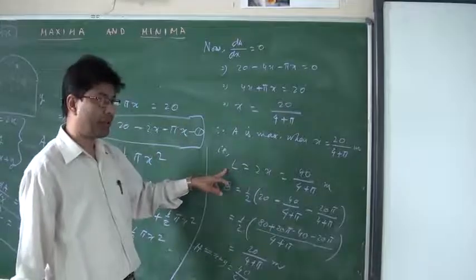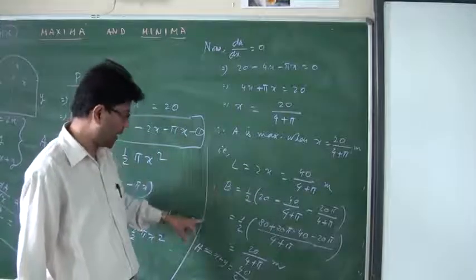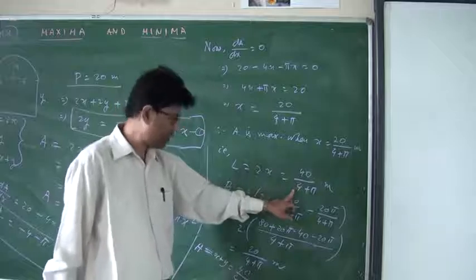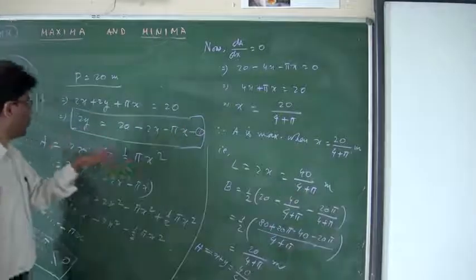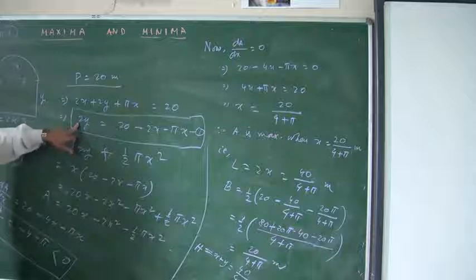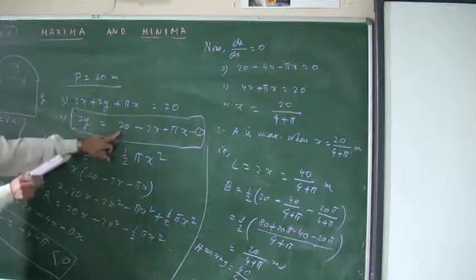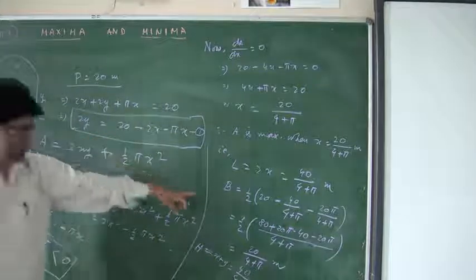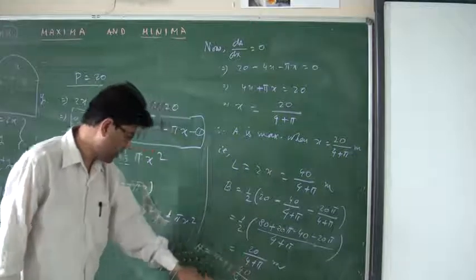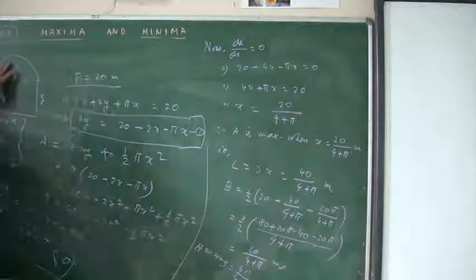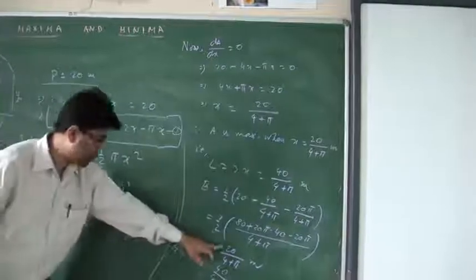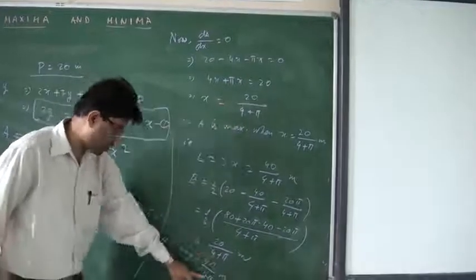So the dimension you have to find out. Dimension is length, breadth and height. Length was 2x. The value is 40 over 4 plus pi meters. Breadth y. Y you have to get from this equation. This is the value of 2y. So y value will be half of this value. By simplifying, I have got 20 over 4 plus pi meters. And height, in the figure, height is this one. This is x and this is y. So x plus y, the value is 20 plus 20 is 40, 40 over 4 plus pi meters.